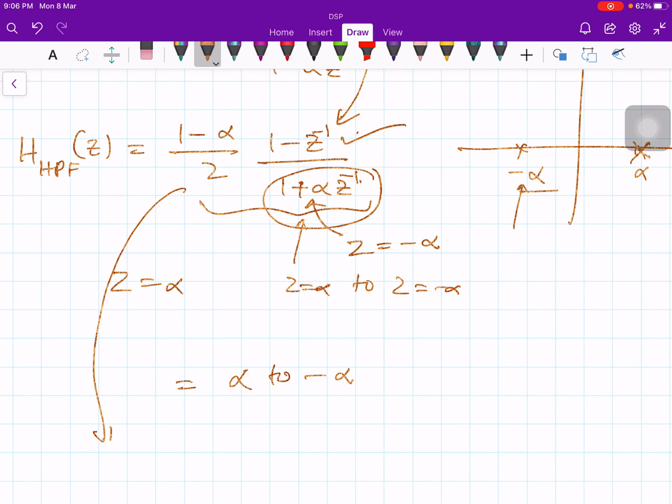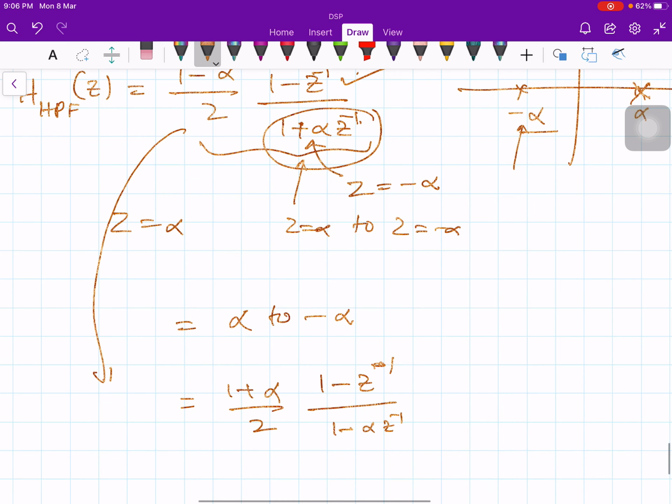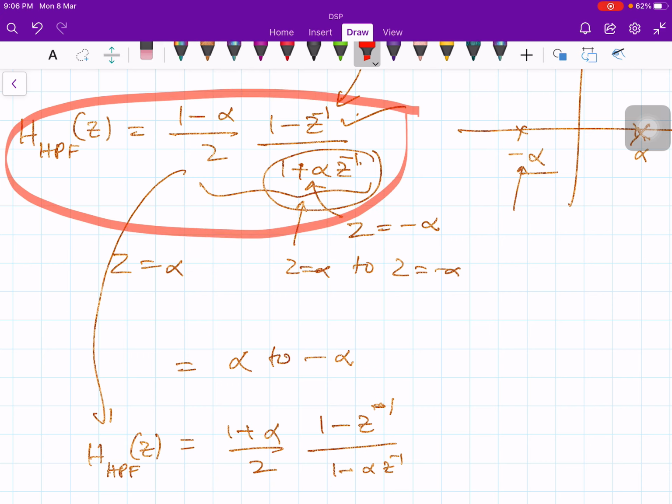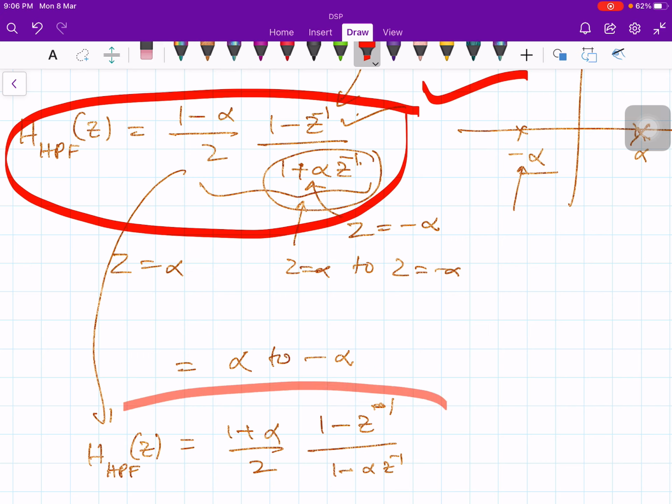So that what is going to happen? It is 1 plus alpha by 2 times 1 minus z inverse divided by 1 minus alpha times z inverse. So this is also a high pass filter HPF of z. Either you can consider this expression, this is correct, or this is also correct.